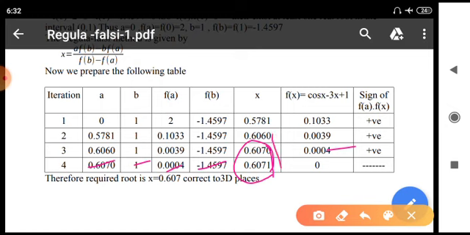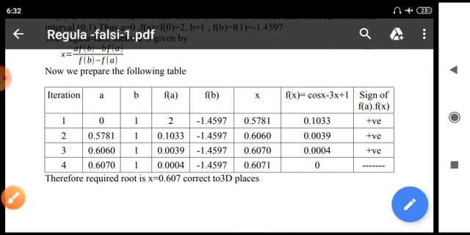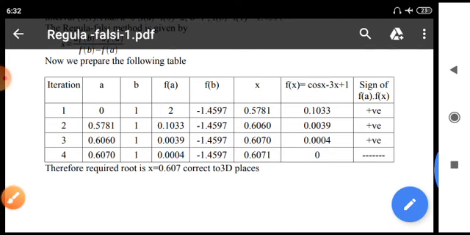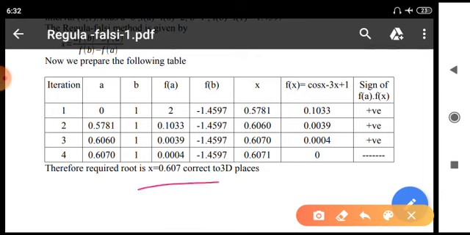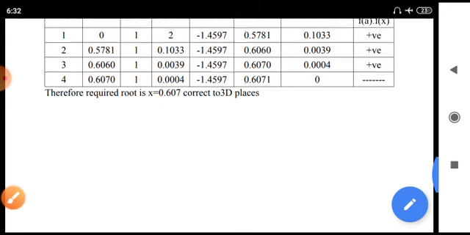So f of 0.6071 means 0. So x equal to 0.6071 is the exact root of the given equation. No need of calculating signs here. So x equal to 0.607 is the required root, correct to 3 decimal places.